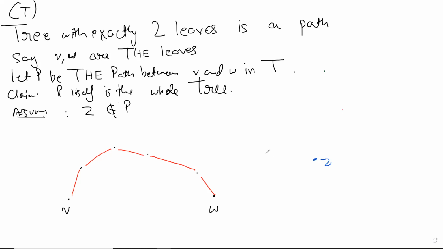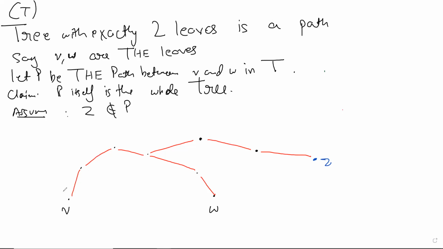Now what? Now this Z must be connected with something from this path, right? Again, we are using the fact that a tree is a connected thing, right? Between any two things, there has to be a path, right? For example, from Z to W, there has to be a path, but that path cannot start from W like this because W is Z. So that path has to go like this, right?